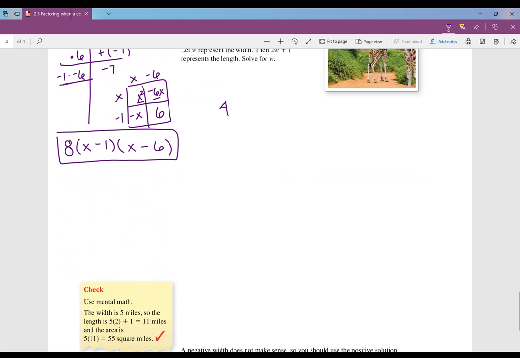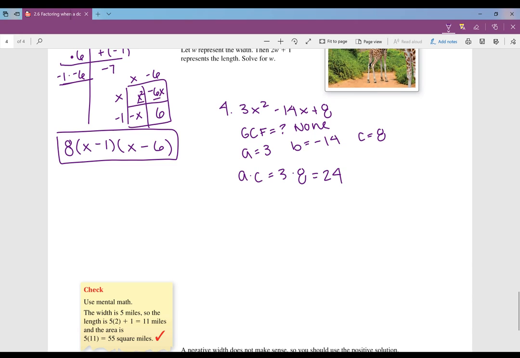Okay, so for number 4, we have 3x squared minus 14x plus 8. On this one, let's check for our GCF, which we do not have. There's no GCF. So then we want to go to finding a, b, and c. Our a is going to be 3, b is negative 14, and c is 8. So when we multiply a times c, that's 3 times 8, which gives us 24. So this means we're looking for factors of 24 that add up to negative 14.